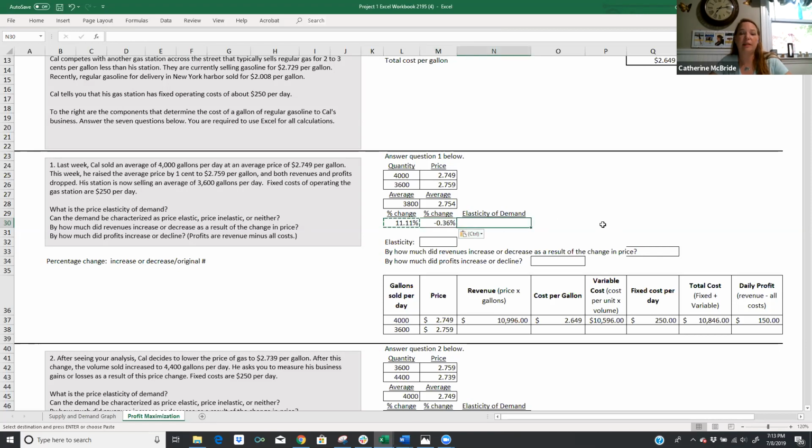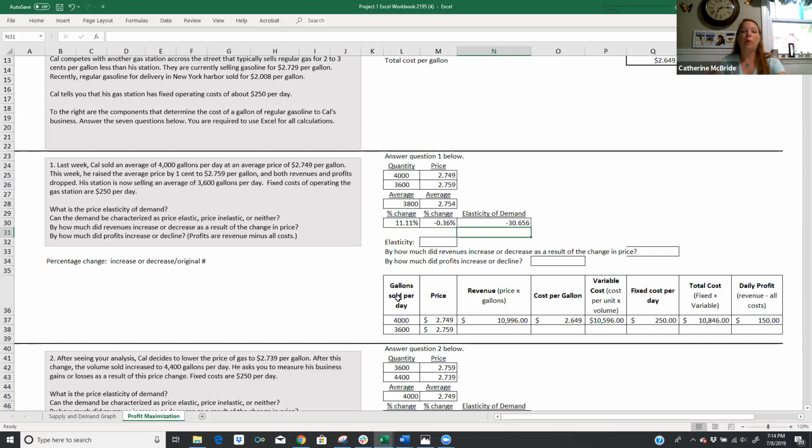Now, when I look at elasticity of demand, what we're going to do is take the percent change in quantity divided by the percent change in price. Now, it looks like the elasticity is negative, which would mean that it's inelastic, but in this case, it's really not a negative because what we're looking at is an 11.11% change and a 0.36% change.